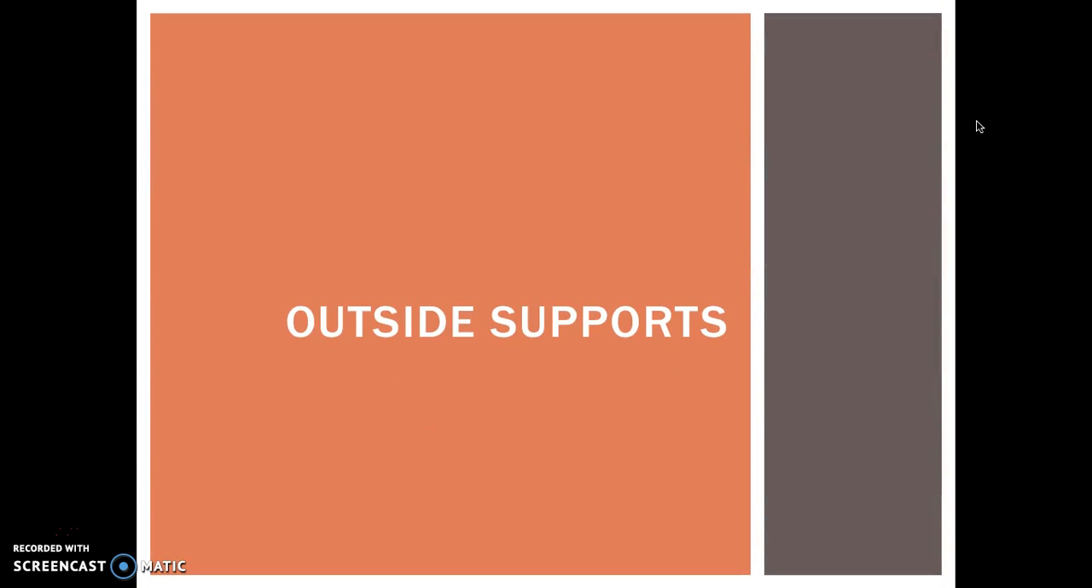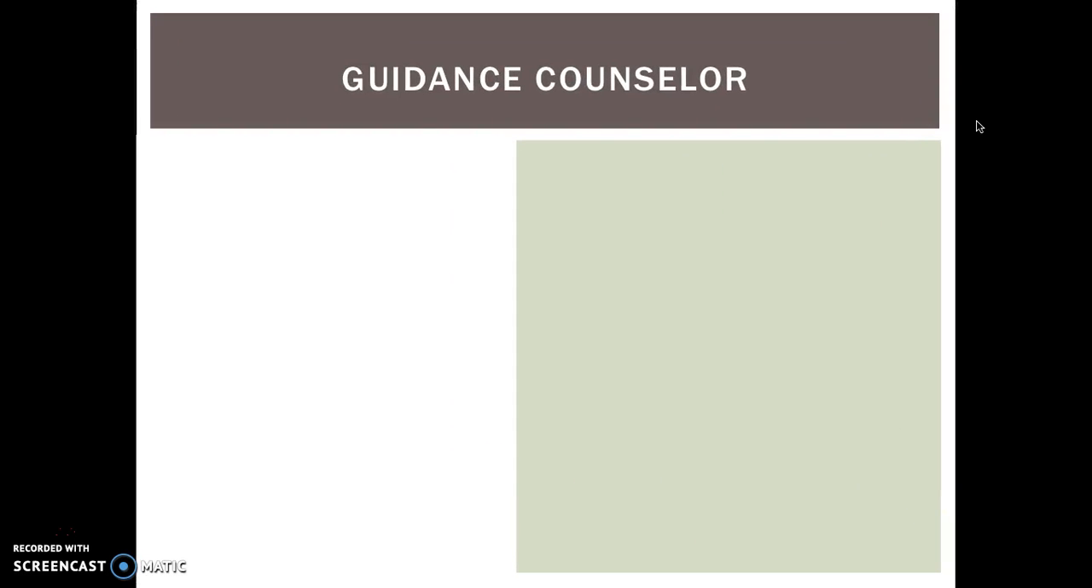If Colin's behavior still does not improve with the use of these interventions, you will seek the outside support of the guidance counselor and school psychologist. Colin's guidance counselor is a great resource because his role is not to be a disciplinarian, but instead to act as Colin's advocate.